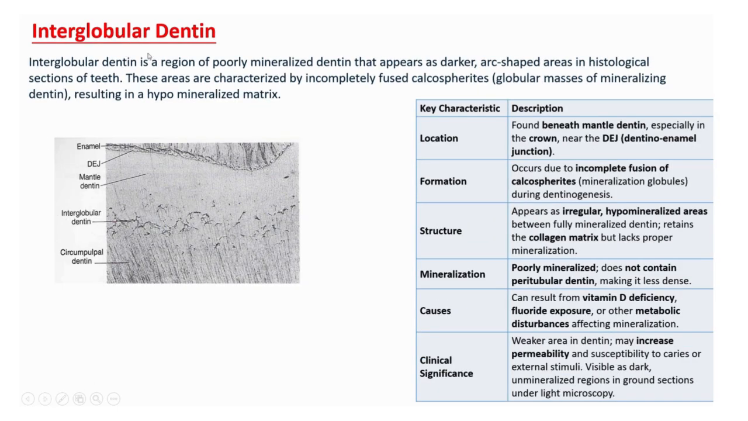Next is your interglobular dentin. In your exams, they keep a slide of your interglobular dentin. So, kindly learn this properly. Interglobular dentin is a region of poorly mineralized dentin that appears as darker, arc-shaped areas in histological sections of the teeth. They are characterized by incompletely fused calcospherites, globular masses of mineralizing dentin, resulting in a hypomineralized matrix.